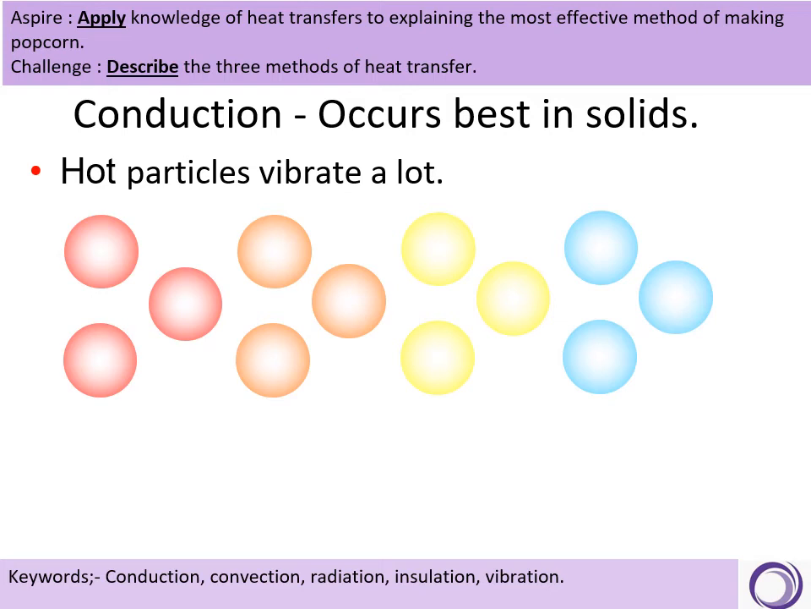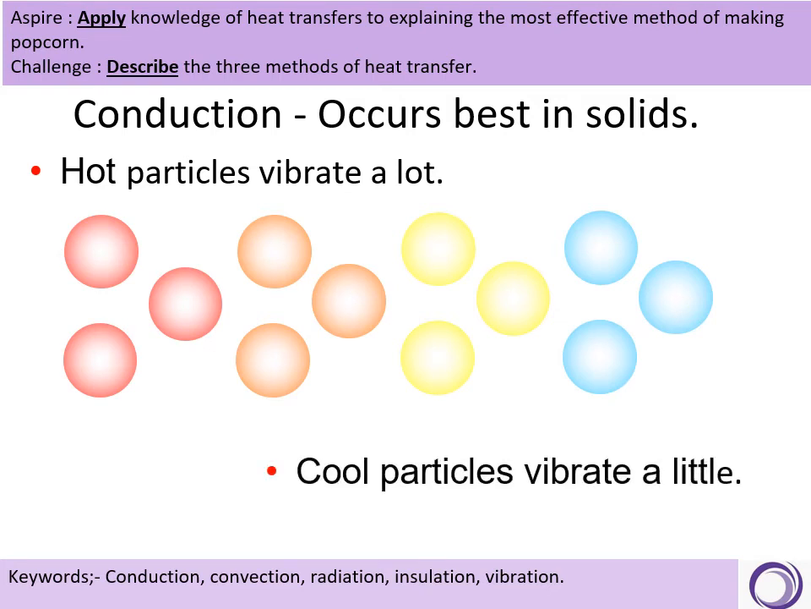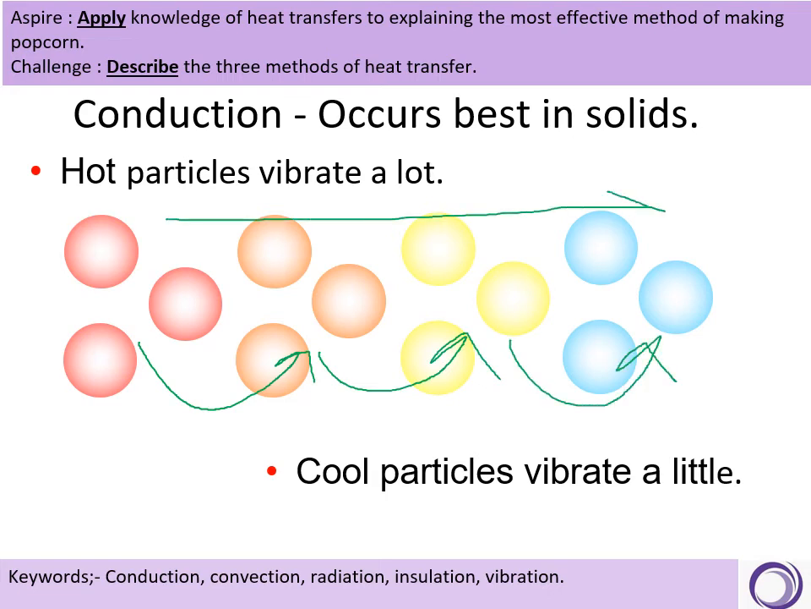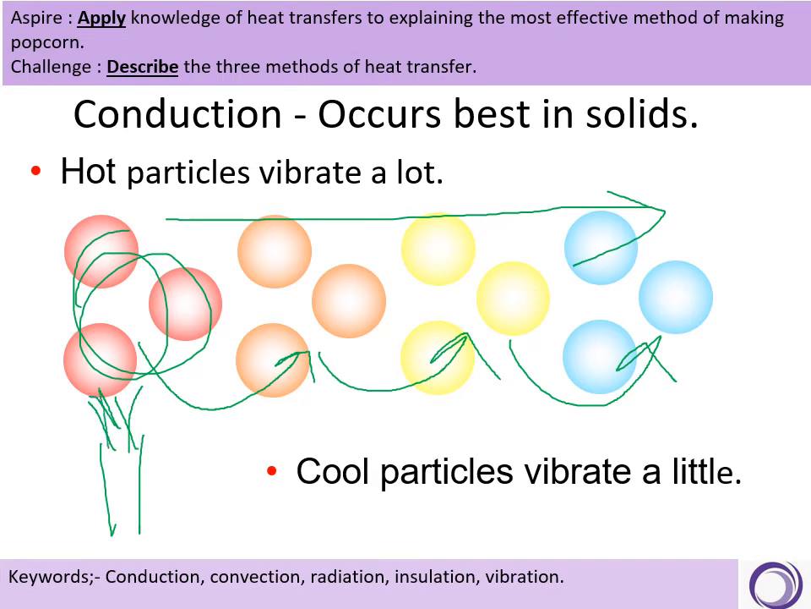So what you've got is some hot particles. They are vibrating and energy is transferred. Let me get my arrows here. Energy is transferred through vibrations. So it moves along like so. It starts here. You heat this up. Let's say you've got a Bunsen burner here. It's heating those particles. It then vibrates, passes on the heat, and eventually it'll all get hot. Cool particles don't vibrate that much. So conduction occurs within solids.